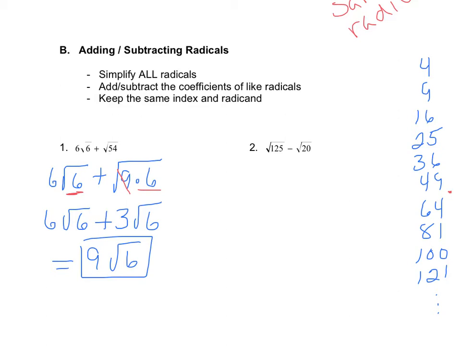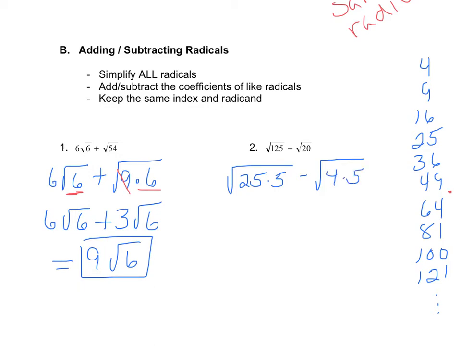Radical 125 minus radical 20. They're not like radicals, so I can't subtract, so let's see if I can simplify them to get them to be like radicals. So 125, if I start down here and move my way up, finding the biggest perfect square that'll go into 125. Oh, you're right, 25. 25 times 5. Minus, what's the biggest perfect square that'll go into 20? You're correct again, 4 times 5.